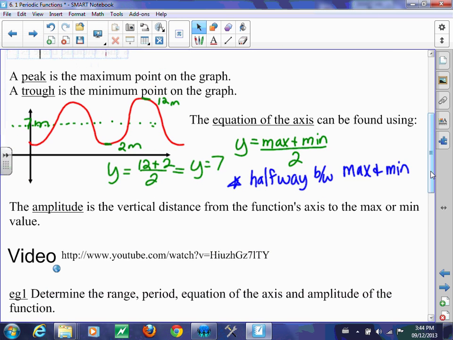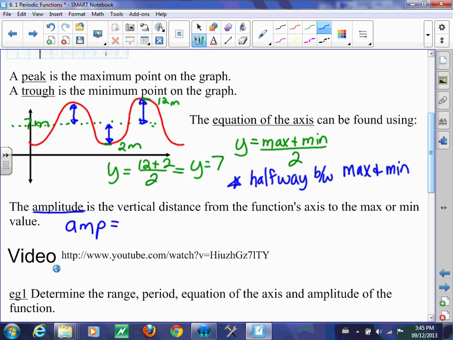Another piece of new terminology is called the amplitude. The amplitude is the vertical distance from the axis to the min or the max. So in this case, if you draw it in blue, that's the amplitude there. It's going to be the same at any point between the max and the axis and the min and the axis. Same value. And in order to find the amplitude, the easiest formula I like to use is you take your maximum, subtract your axis. You can also take the axis and subtract your minimum. It's just easier to remember this one because usually your maximum is more positive.